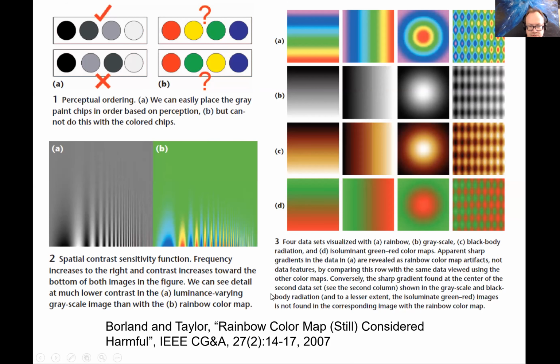Other reasons you don't want to use a rainbow spectrum is it creates artifacts. Look at these 2 data sets. It's the same data. On the right, it looks like there's a boundary from red to yellow, and again, yellow to green, but those boundaries aren't really there. They are not part of the data. The data varies very smoothly.